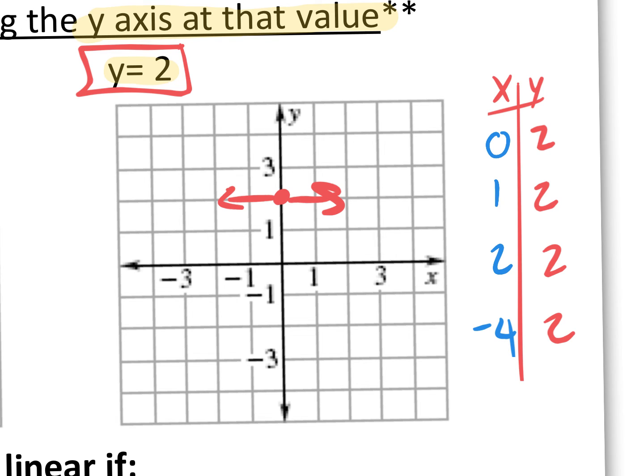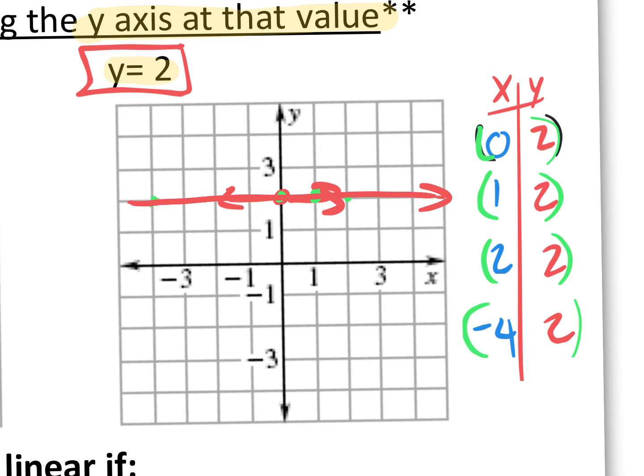Right? Now, if you look at these coordinates, 0, 2, 0 on the x, 2 on the y, that's going to be right there, 0, 2. If I go 1, 2, 1 on the x, 2 on the y, it's going to be right there. Obviously, that's a horizontal line. 2, 2, 2 on the x, 2 on the y, that's right there. Horizontal line. Negative 4, 2. Negative 4 on the x, 2 on the y, it's a horizontal line.